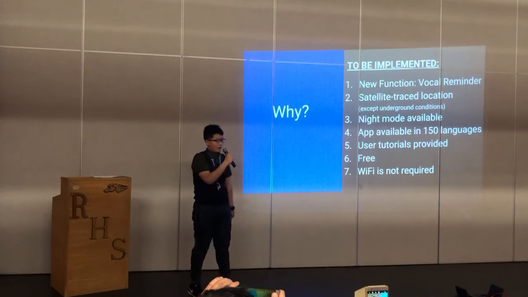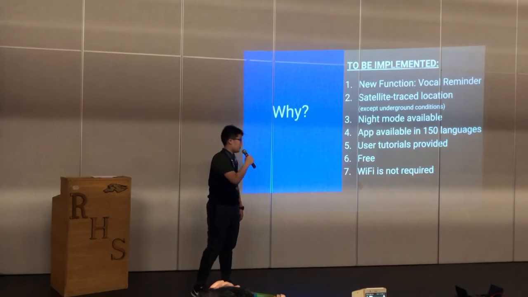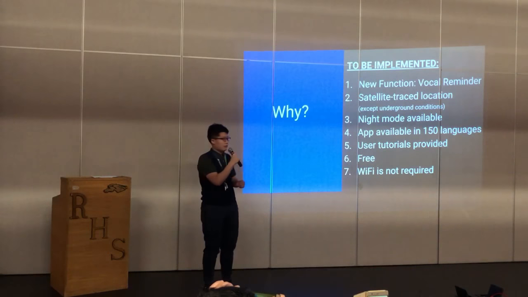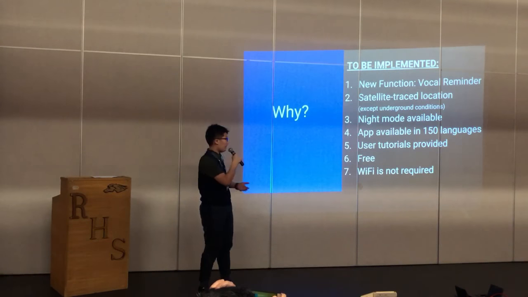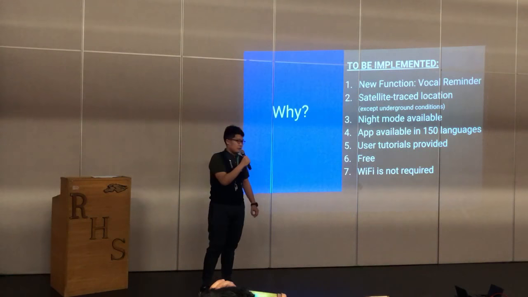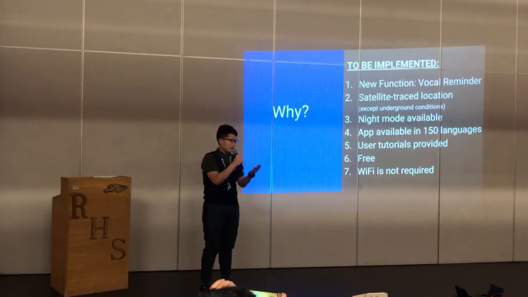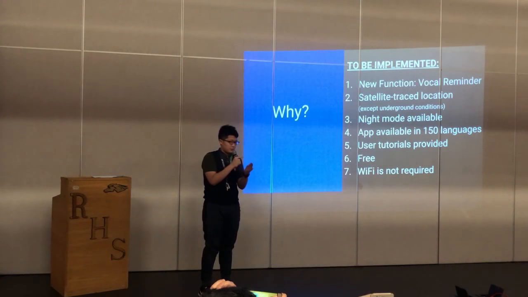Next slide, please. Thanks. So we added a new function, the vocal reminder, and I will explain it in detail once we go over to the demo. We have a satellite trace location. It's basically a blue dot on your device that you can see and tell where you are exactly. And we have a night mode available. When you are using our app in a dark environment, you don't need to look at a bright screen, because the screen will turn dark, so it's not so bright for your eyes.